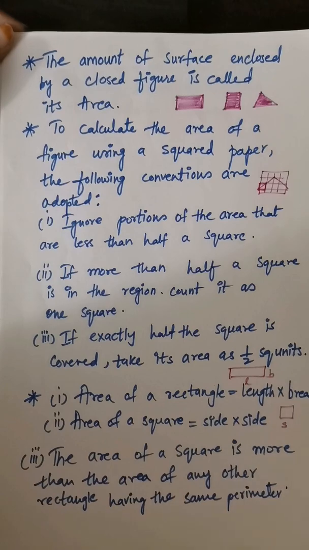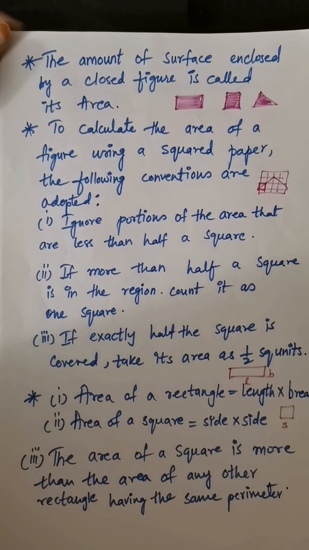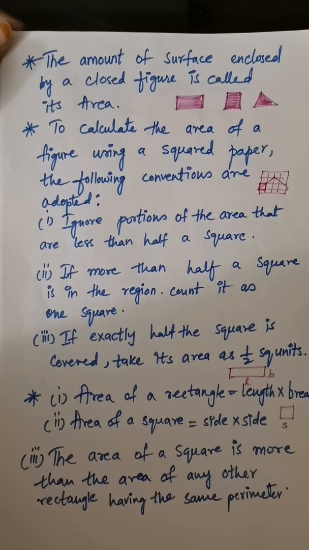You have to be very clear. Area of square, side into side. Perimeter of square, 4 into side. Area of rectangle, length into breadth. Perimeter of rectangle, 2 into L plus B. You have to memorize this. You have to learn these formulas by heart. Okay. 4 formulas, very important.